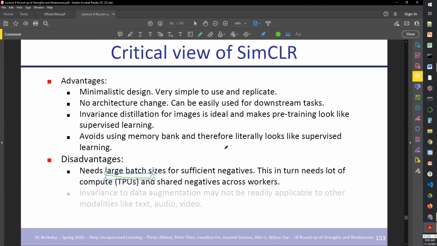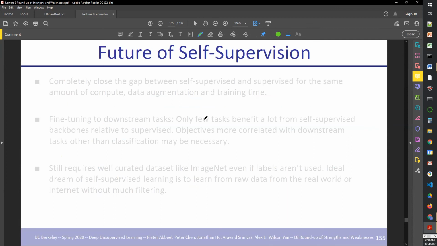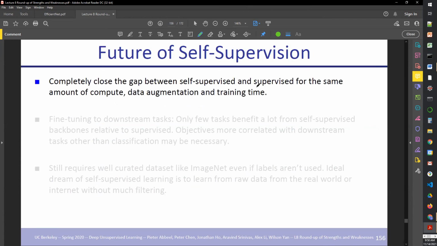And again, the same thing. Neither of MoCo or SimCLR can you easily translate to other modes, other modalities. So the future, given where we are, or where we were, because I don't know whether some of this has been completely addressed with CSVIT and such, is to completely close the gap between self-supervised and supervised.